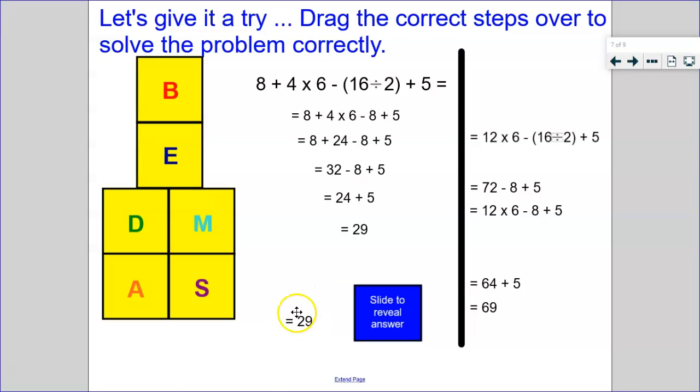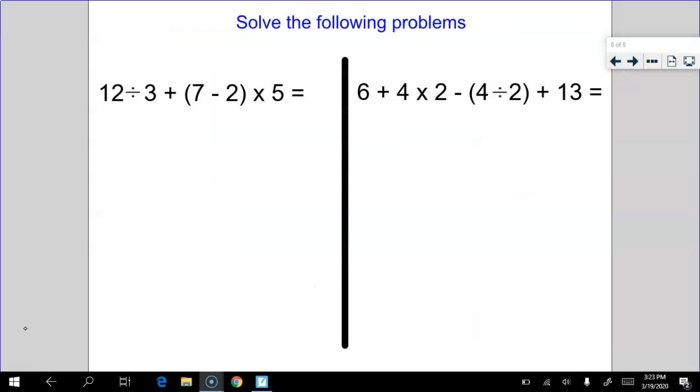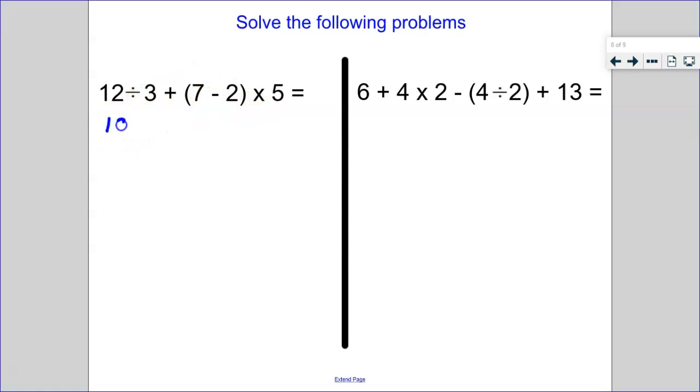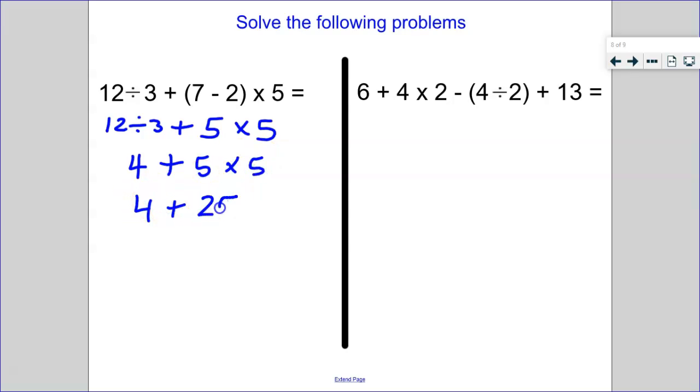Here's your answer. Okay, so let's do a few here. 12 divided by 3 comes first. Nope, there's a bracket. So rewrite 12 divided by 3 plus 5 times 5. Now division and multiplication show up, so division comes first. Then multiplication comes along. Then addition.